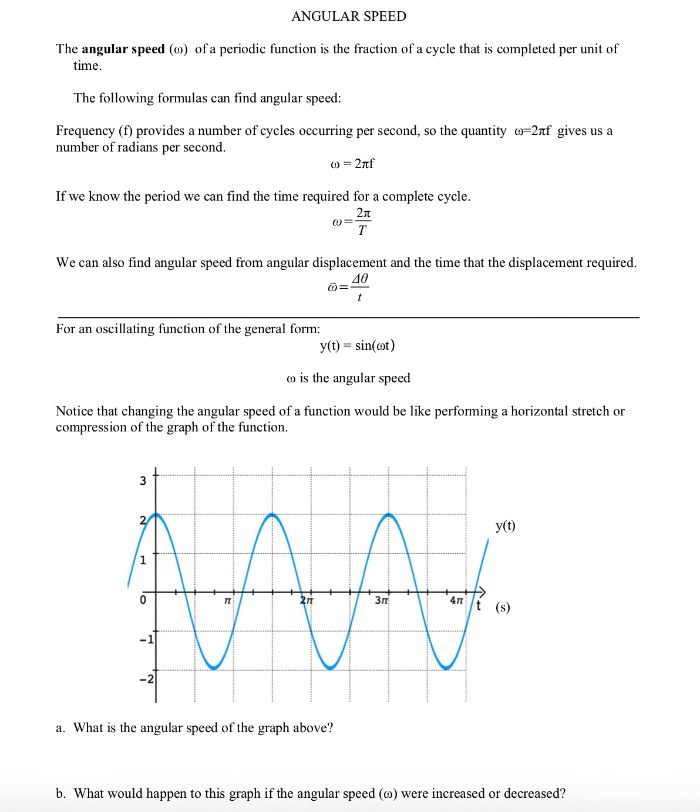The angular speed of a periodic function is the fraction of a cycle that is completed per unit of time, and there are formulas for it that we'll use in this example below. One way to find the angular speed is to divide 2 pi radians by the period. The angular speed gets multiplied by the variable t in the argument of a trigonometric function such as sine or cosine. Omega is the variable that stands for angular speed.